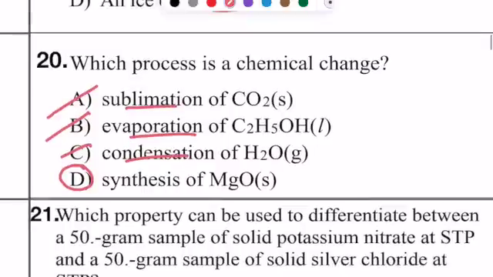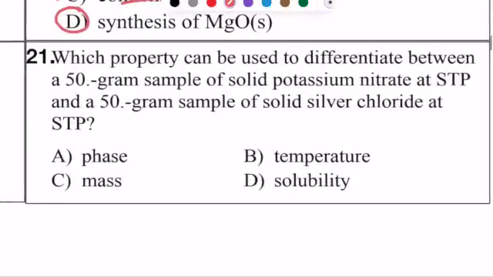Which property can be used to differentiate between a 50-gram sample of solid potassium nitrate at STP and a 50-gram sample of solid silver chloride at STP? So we are now looking at two different substances. So your options are the phase. The question told you they are both solids, so this is not a good answer. Temperature. The question told us that they are both at STP, so this is not a good option. Mass, the question told us we have 50 grams of both, so that is not a good answer.